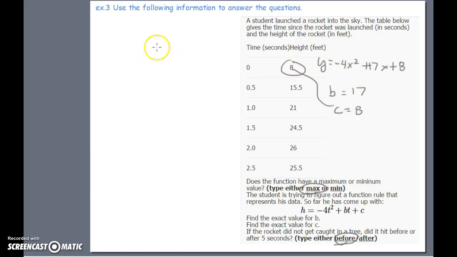So that's what we're doing today. We're using the regression calculator to find B and C, and then the graphing calculator to figure out the maximum or minimum, and the before or after.